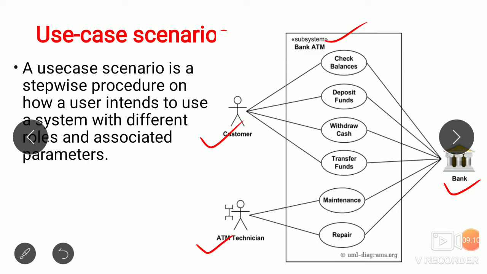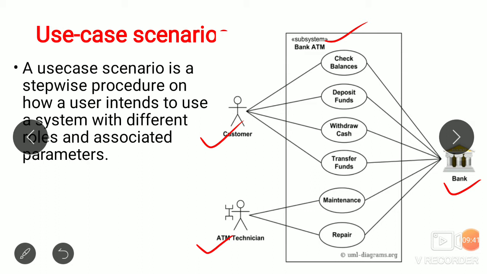See here what operations you can do on the bank ATM system. Here operations or processes are denoted with the oval shape. Check balances, deposit funds, withdraw cash, transfer funds, maintenance, repair. These are the operations on the bank ATM system. These operations can be done by the use of the system. Who are the users? Customers, ATM technician and bank. These three are the users.